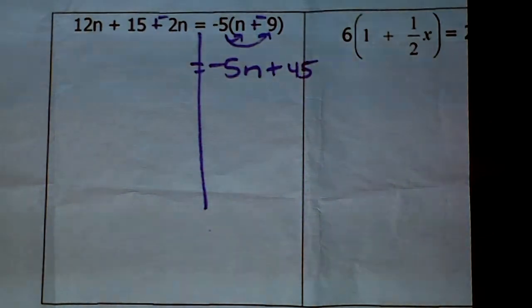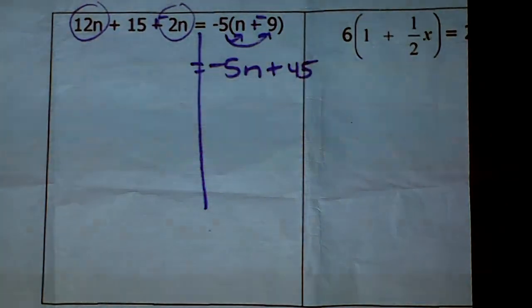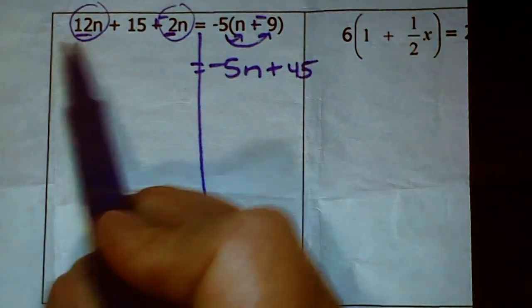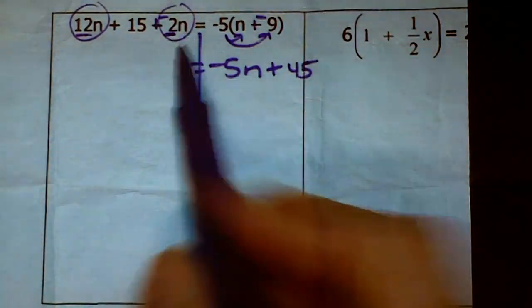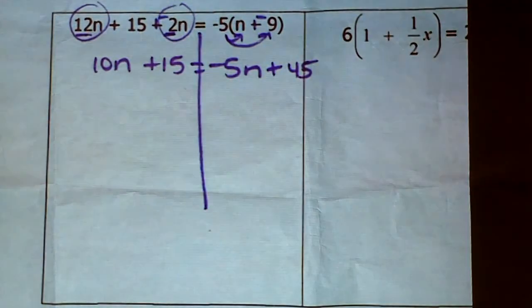Please be careful. Now on this side, I don't have parentheses, but I do have some like terms. So let's combine those. They're on the same side, so I'm allowed. 12n plus negative 2n, well 12 plus negative 2 is 10, so I have 10 n's plus this 15.